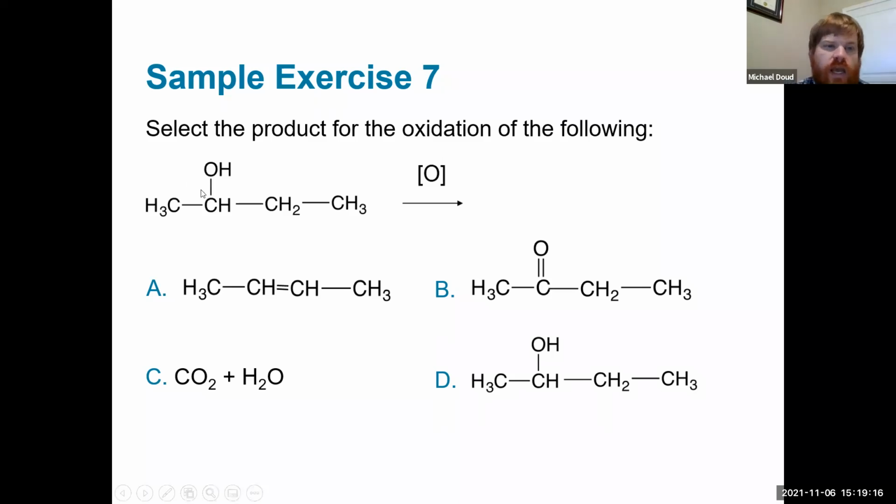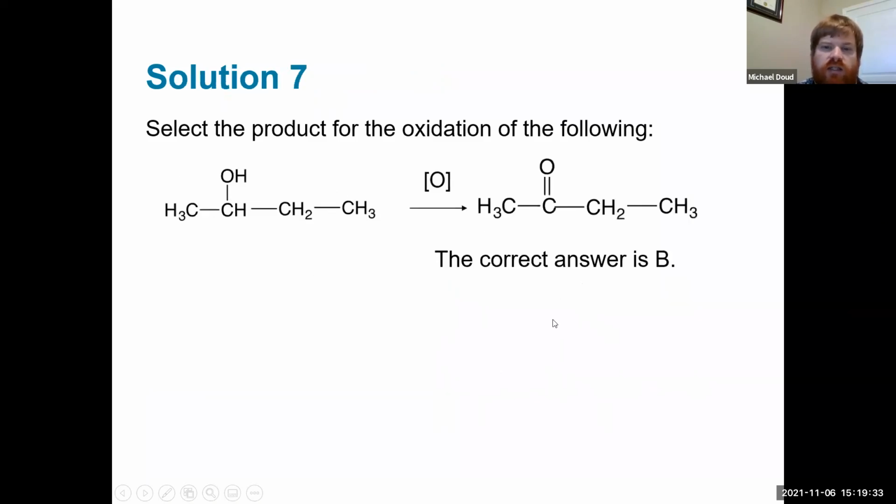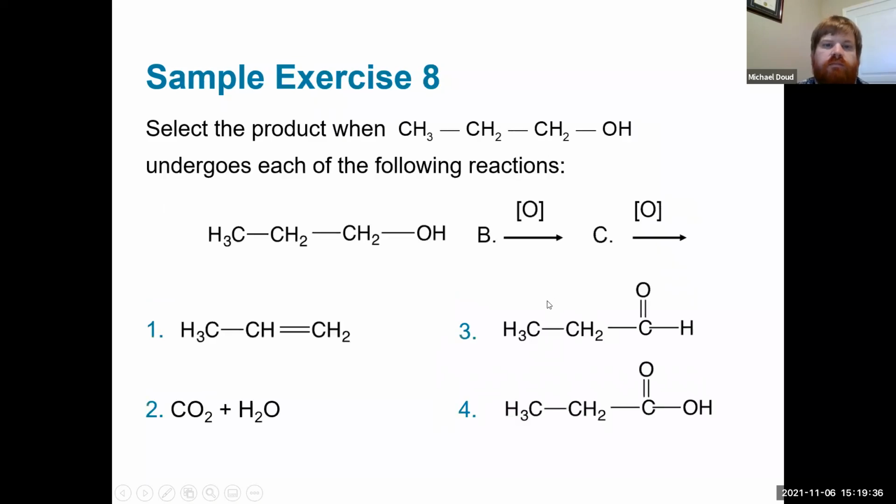Okay, so let's take a look. We have a secondary alcohol here, right? So we know that secondary alcohols will be oxidized to ketones. And it looks to me like the alcohol is on the second carbon. So the only ketone that I see here is actually B. And sure enough, that ketone is on the second carbon. So it looks like it's good to go. There we go.